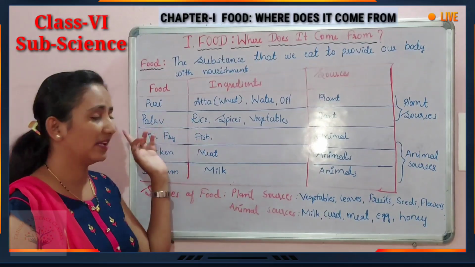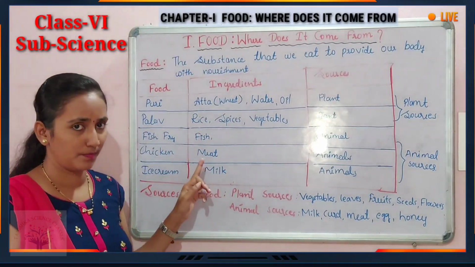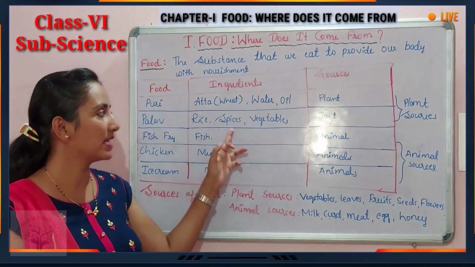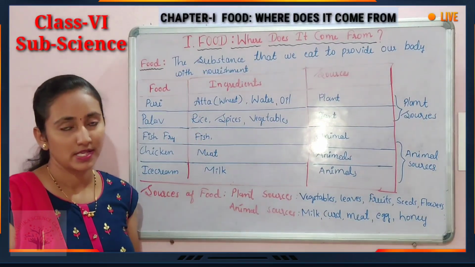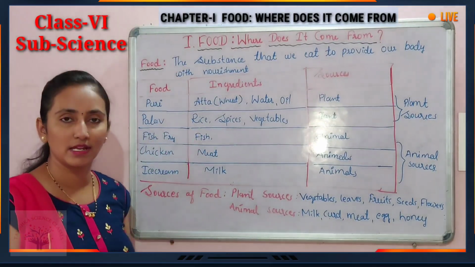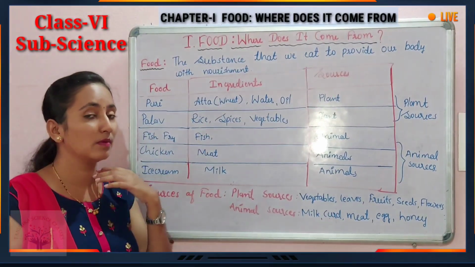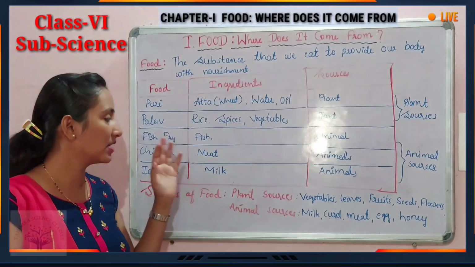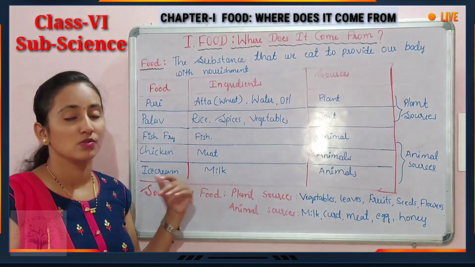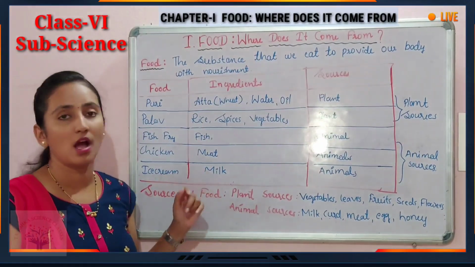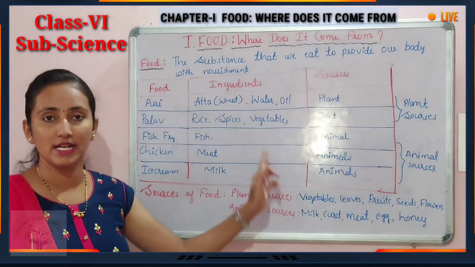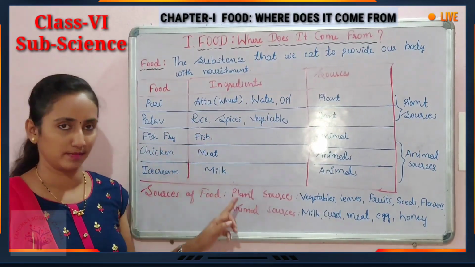Next I have taken palau. It contains which ingredients? Rice, spices, vegetables. Those are the ingredients of the palau. Next, fish fry: the main ingredient will be fish. Next, chicken: the main ingredient will be meat. Ice cream: the main ingredient will be milk. So ingredients are the materials by which that food item is made.